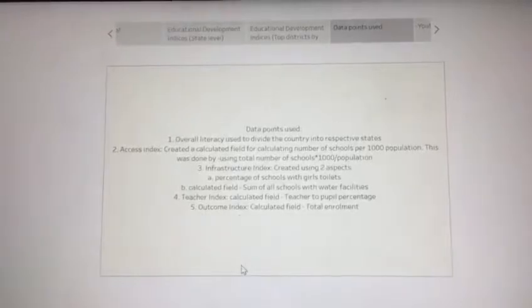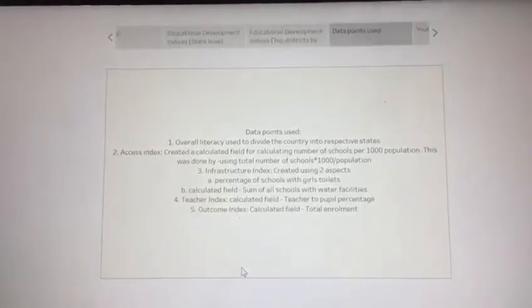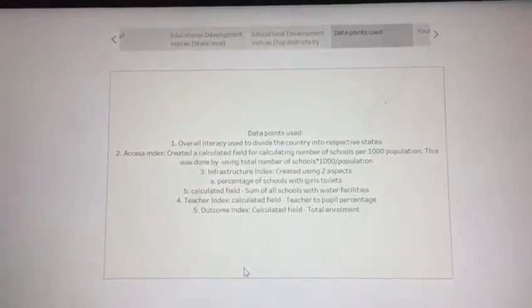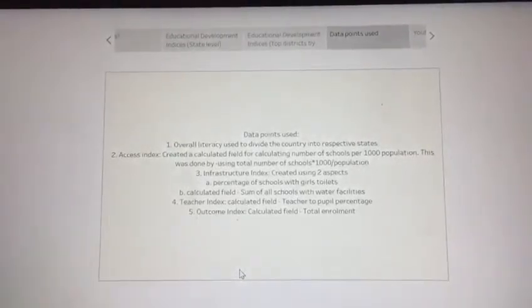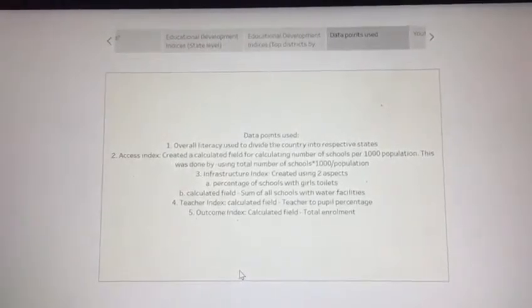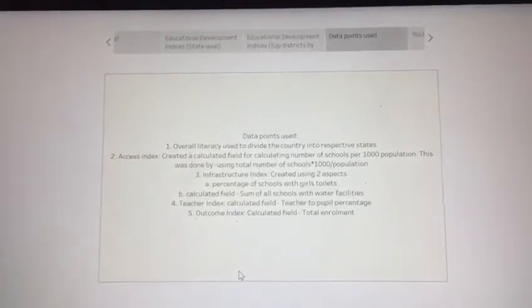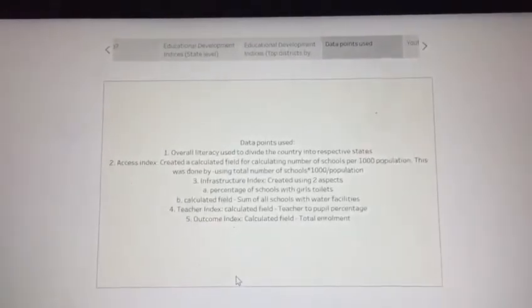Fourth one, we have the teacher index, which is a calculated field where we use the number of teachers and pupils, the number of students. And lastly, the outcome index, we used a calculated field to sum up all the enrollment.